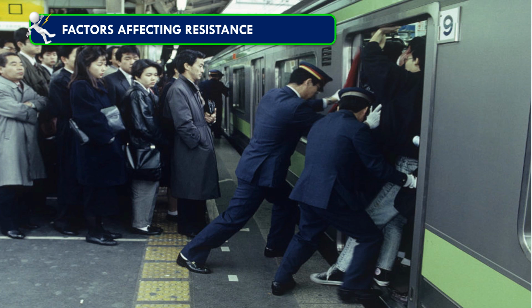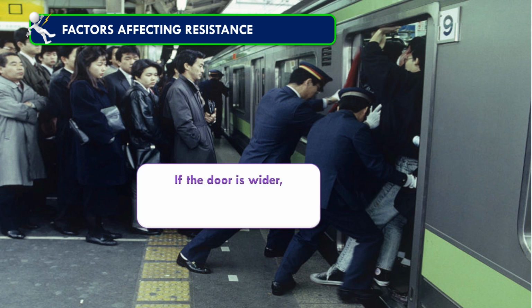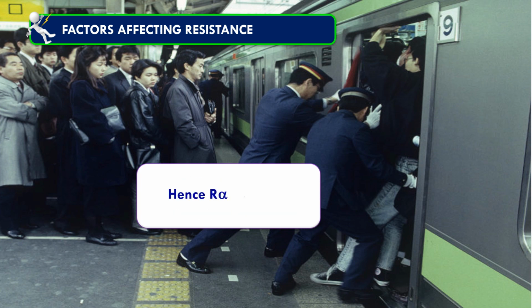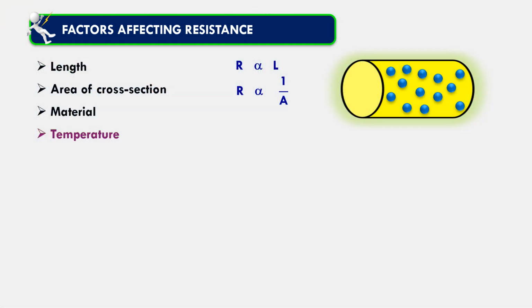If the door is wider, more people can enter, so resistance is less. If the wire is thicker, more electrons can flow as resistance is less. Hence R proportional to 1 by A, or resistance is inversely proportional to the area of cross section of the conductor. Therefore R proportional to L by A.